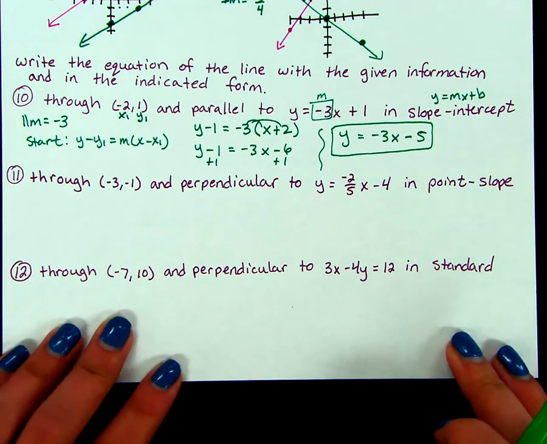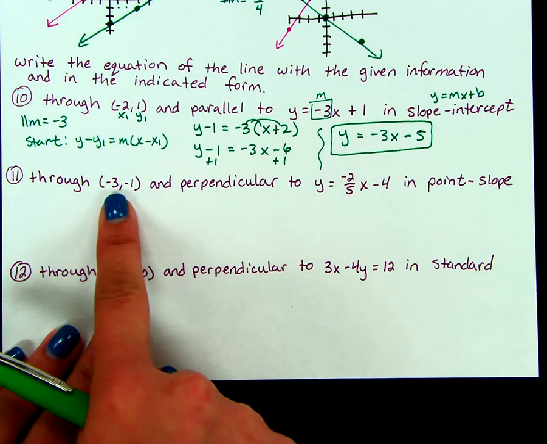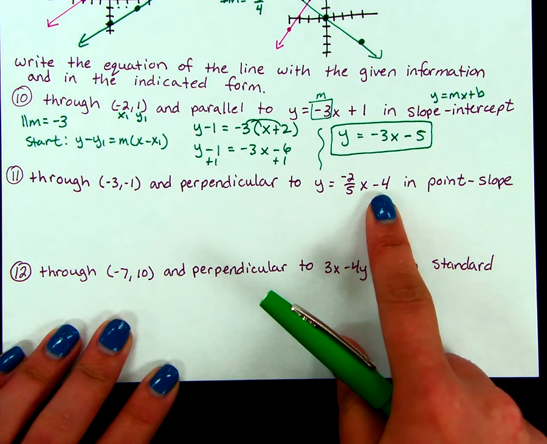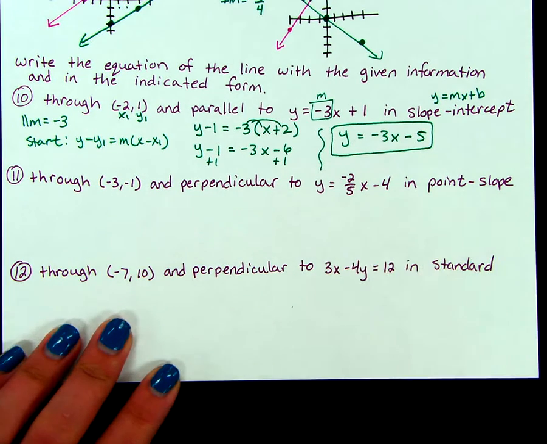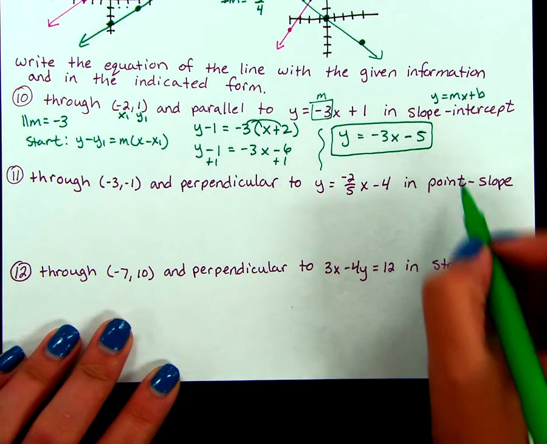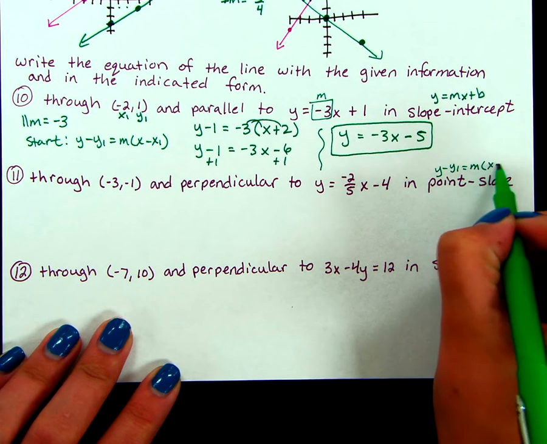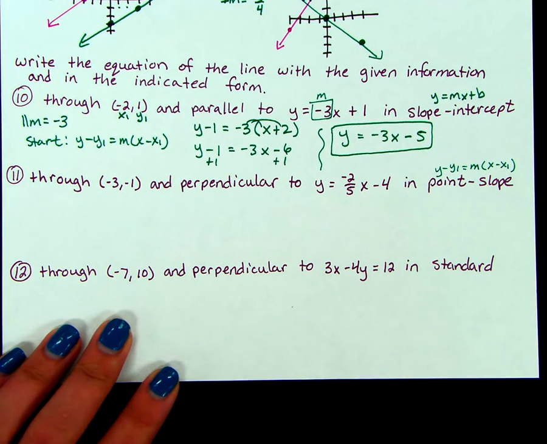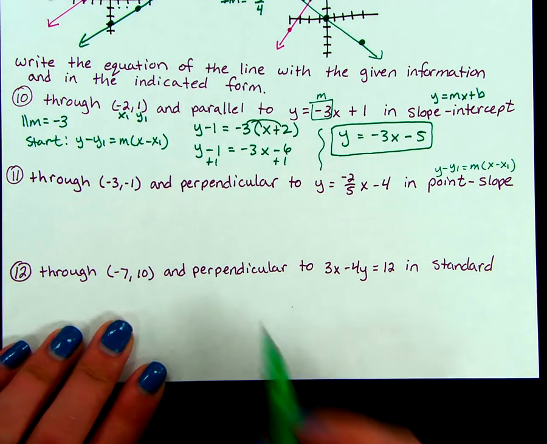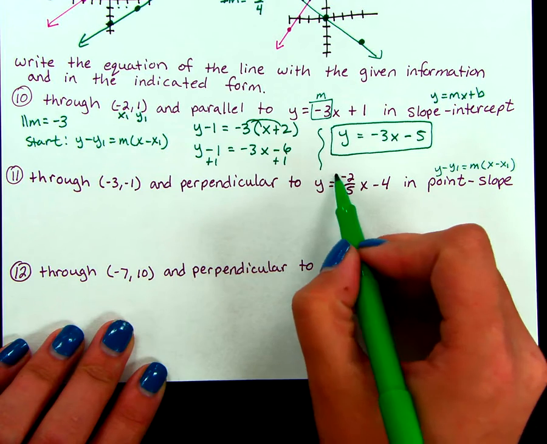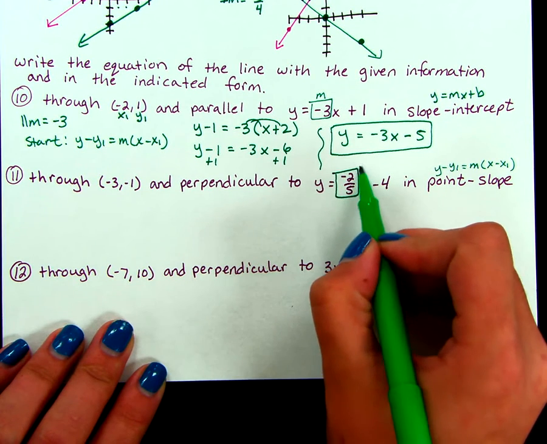All right, if we try the next one, this time we're going through negative 3, negative 1. It has to be perpendicular to the given equation and in point slope. So point slope is y minus y1 equals the slope times x minus x1. That's what our final answer needs to look like. Again, before we do anything, we have to identify the original slope. So again, that's going to be this. This is our m.